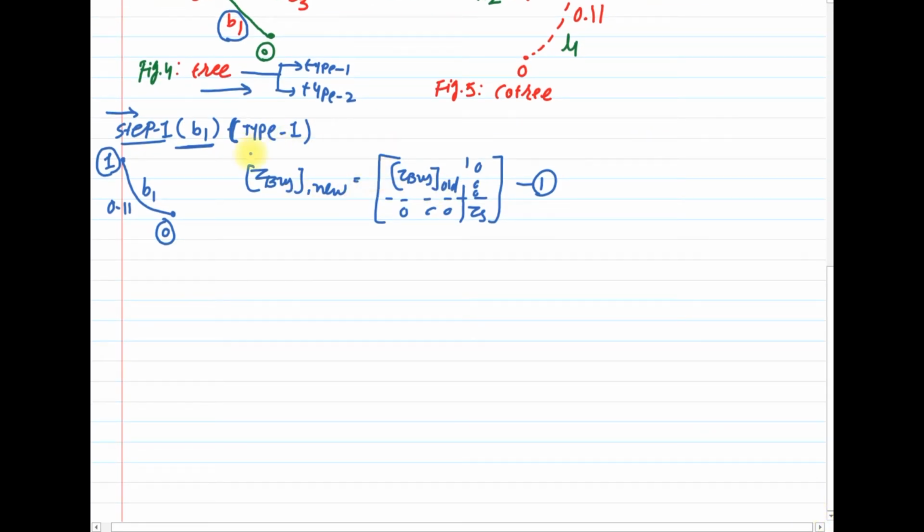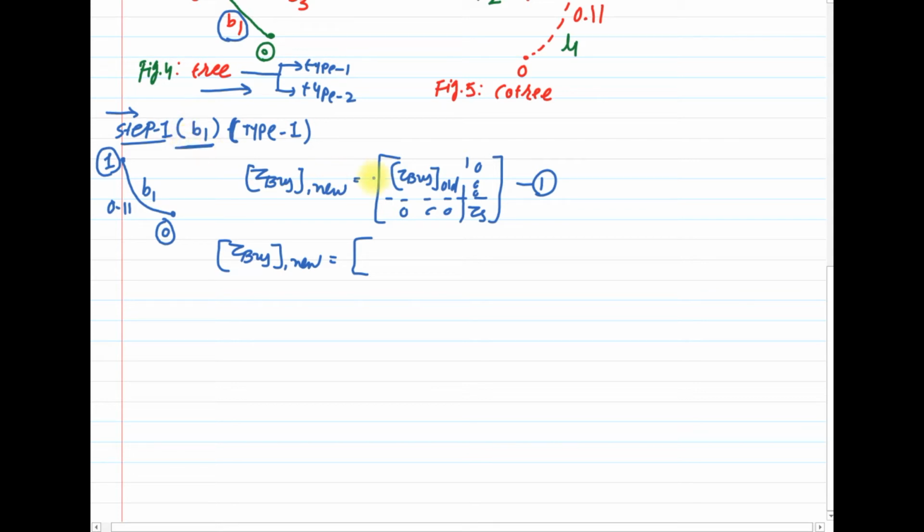Now you have to just substitute the value in this equation number 1. So let us substitute Z bus new is equal to Z bus old, which is not available with us, as we have not carried out any modification before this step 1, or before this first element we have not considered any element in our system.